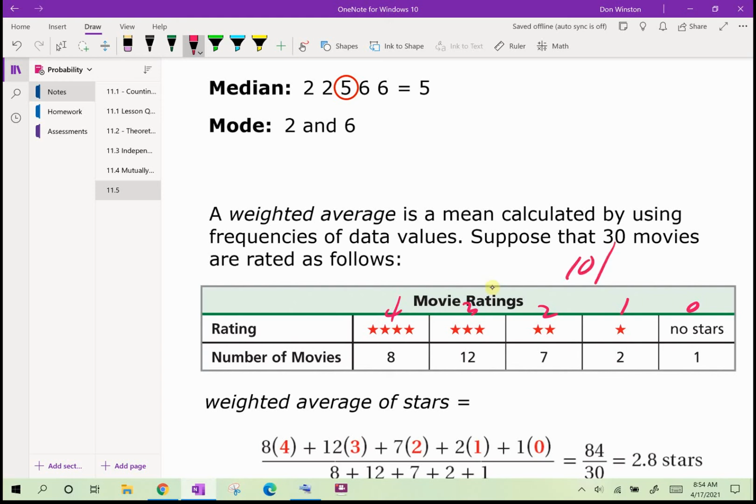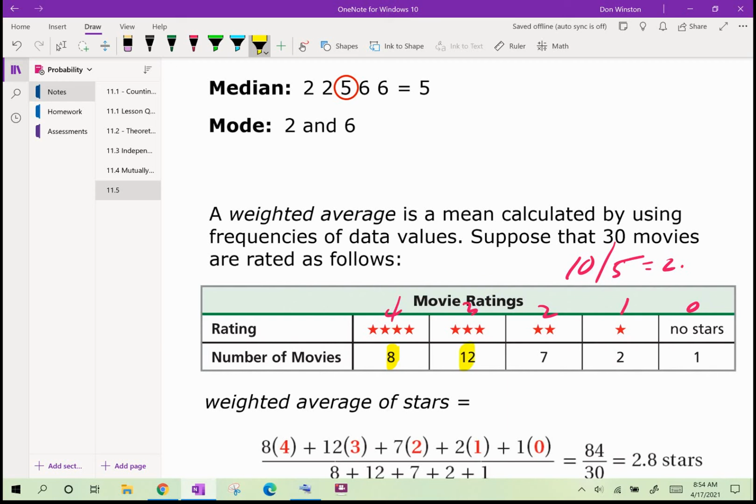We wouldn't take 10 and divide it by the 5 ratings. That would not be our average, because we have not taken into account that more movies, 8 movies, had a 4-star rating, and then 12 movies had a 3-star rating.